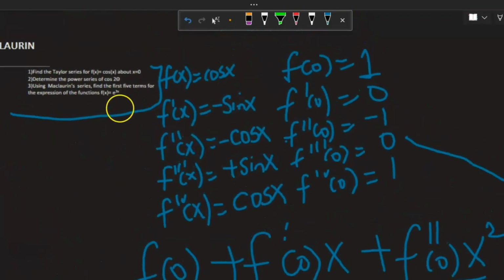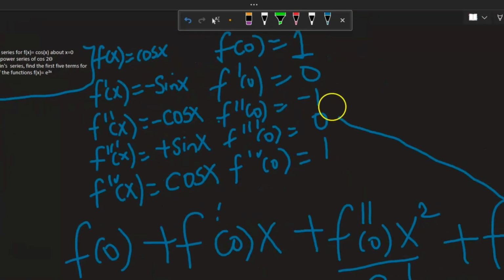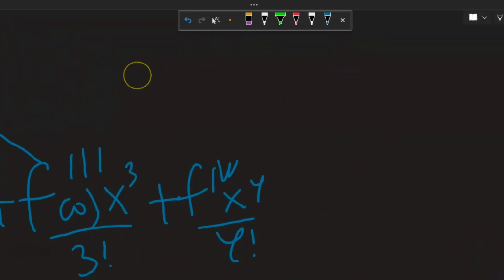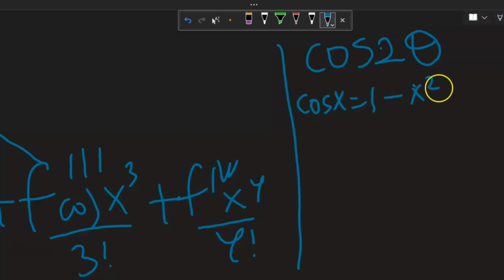The second example says, determine the power series of cos 2 theta. We were asked to determine the power series of cos 2 theta. Using the power series of cos x, we know cos x equals 1 minus x squared over 2 factorial plus x raised to power 4 over 4 factorial.